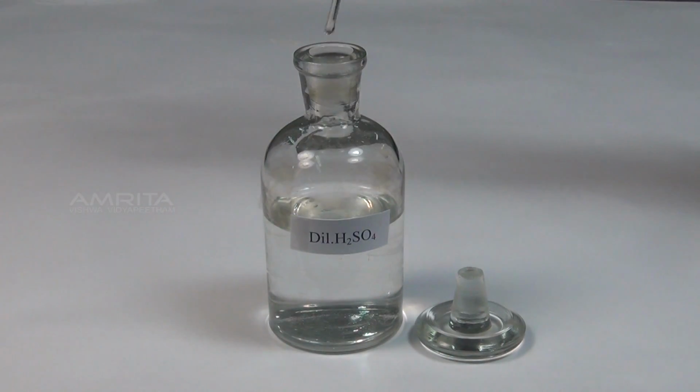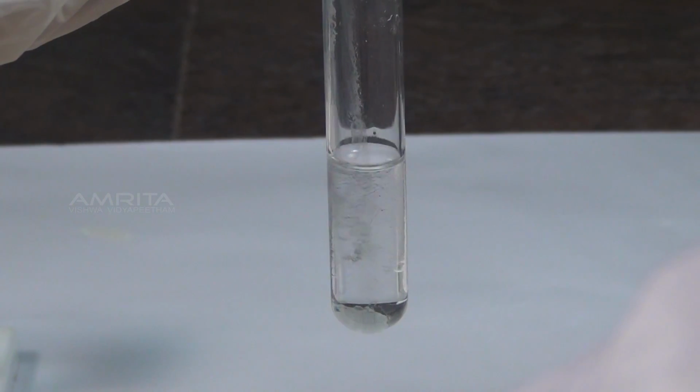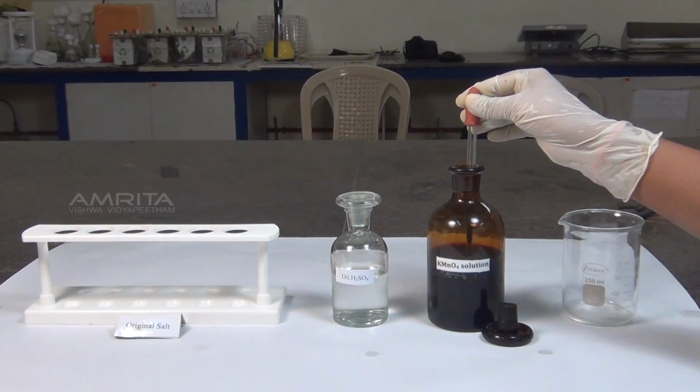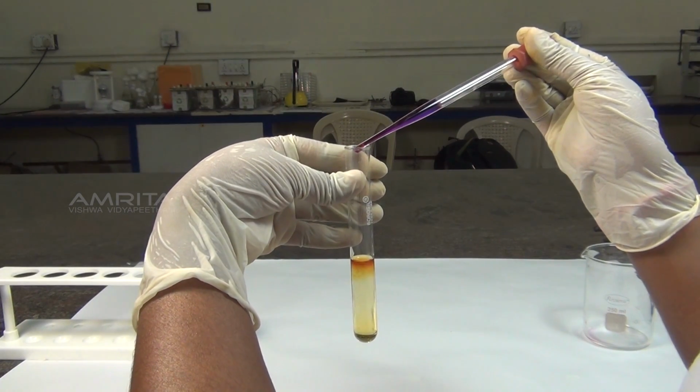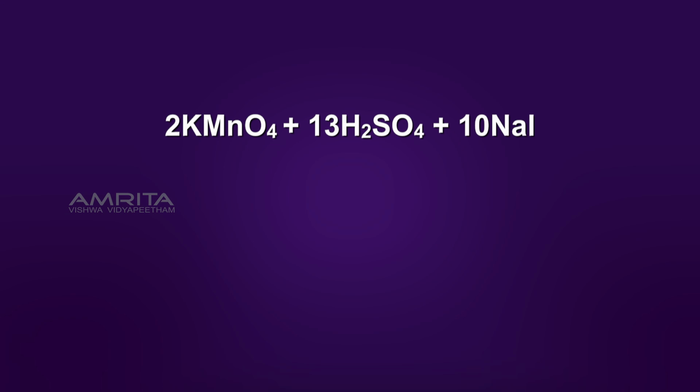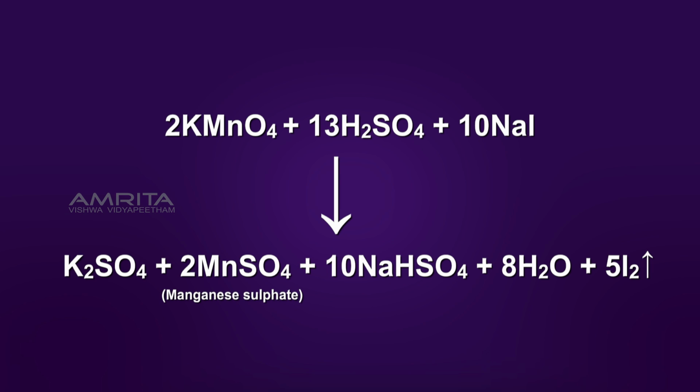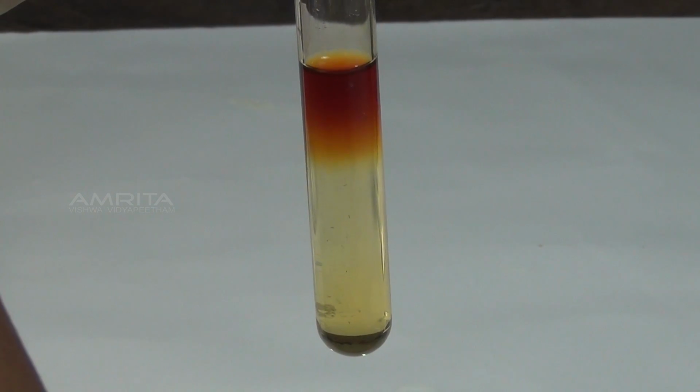To this, add a little more dilute sulfuric acid. Then add potassium permanganate solution dropwise using another dropper. Potassium permanganate is decolorized due to the formation of colorless manganese sulfate, and iodine gas is liberated.